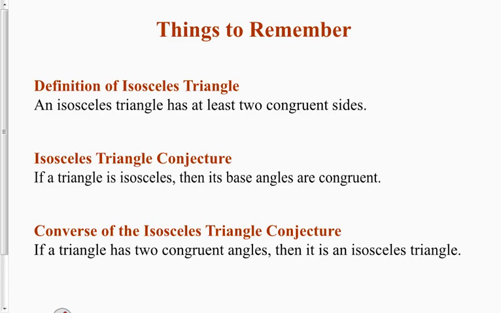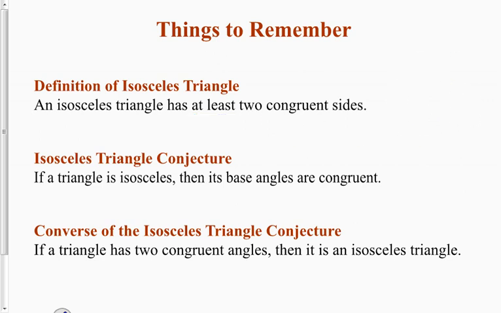So a couple of things to remember about isosceles triangles. First, the definition of the isosceles triangle. An isosceles triangle has at least two congruent sides. And I mentioned this definition before, and let me emphasize that phrase right there, at least two congruent sides. That means that an isosceles triangle could have three congruent sides. And we talked about this in the first unit, right, that an equilateral triangle is an isosceles triangle. But not all isosceles triangles are equilateral triangles.